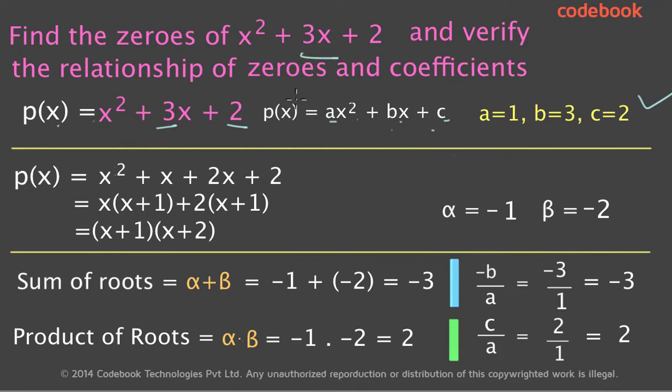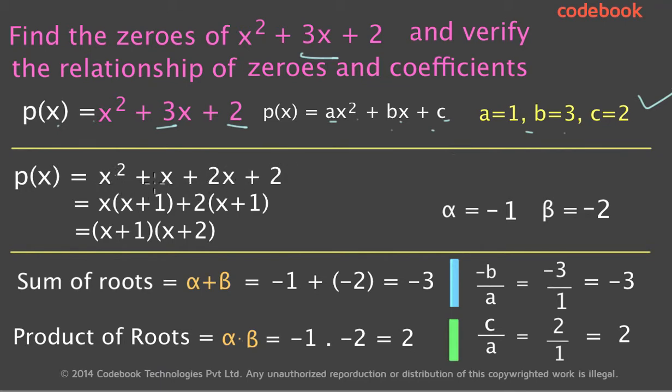So we have to split 3x into two terms such that the sum of those two terms is equal to 3 and the product is equal to a times c. A times c is 2 times 1, which is 2. So those two terms here could be x plus 2x. So if you multiply these two terms, 2 times 1 is 2 and the product of those is equal to ac, which is 2 times 1, and the sum of it is equal to 2 plus 1 is 3, which is equal to your b. So this is a good factorization.